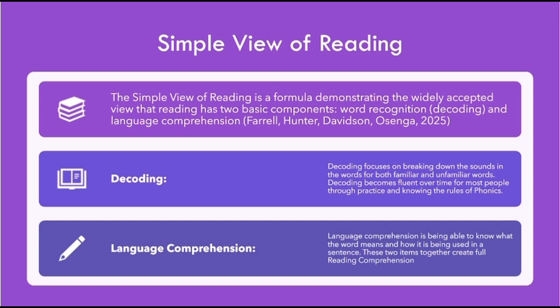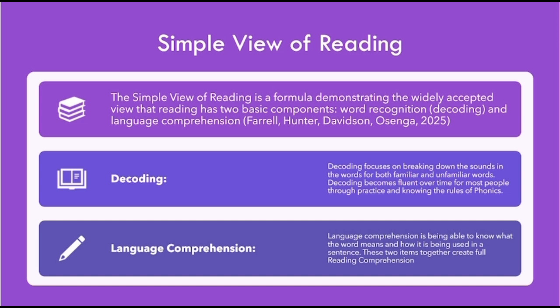And so now we're going to look at the simple view of reading. So the simple view of reading is a formula demonstrating the widely accepted view that reading has 2 basic components. So we have word recognition, which is also known as decoding, and language comprehension. So decoding, or also known as word recognition, focuses on breaking down the sounds in the words for both familiar and unfamiliar words. So decoding becomes fluent over time for most people. So this would be like focusing on syllables and stuff like that, just breaking down those words.